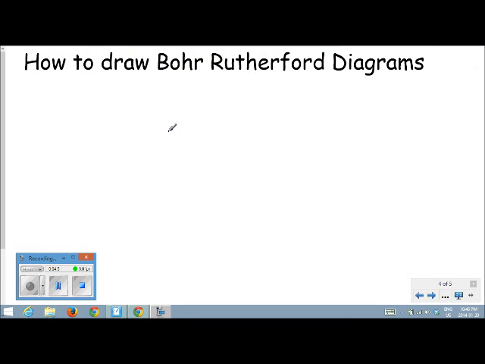Okay, let's talk about how to draw Bohr Rutherford diagrams, for example, okay? We're going to start with the most simple Bohr Rutherford diagram. I'm going to have you guys do some of these in class. The most simple Bohr Rutherford diagram that you can do is the most simple atom. The most simple atom is hydrogen.